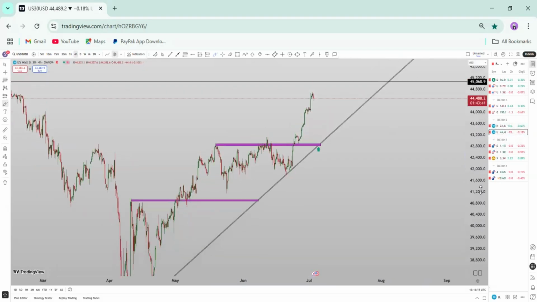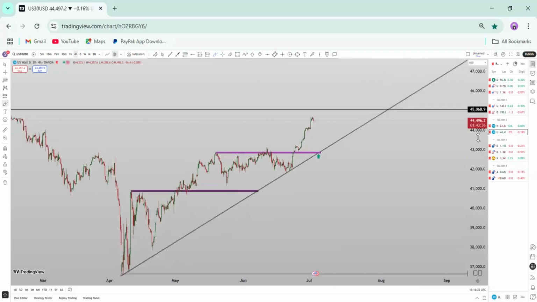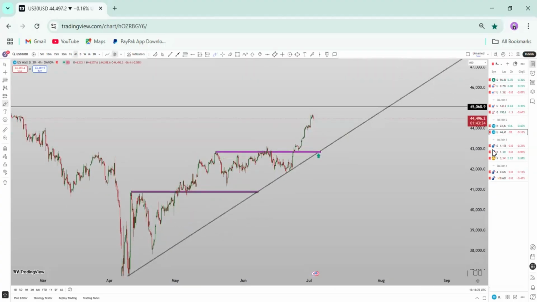This is US 30. I think it has some good setup. We can see the market respected here for the first time, respected here for the second time. We have a resistance level here, we have another resistance level here. The market broke our resistance.